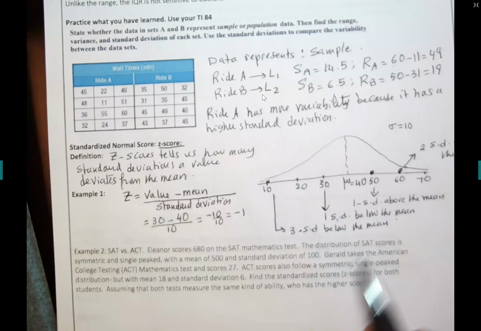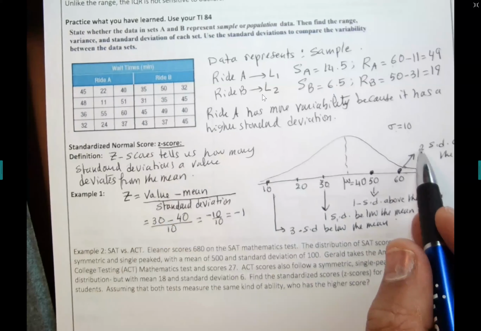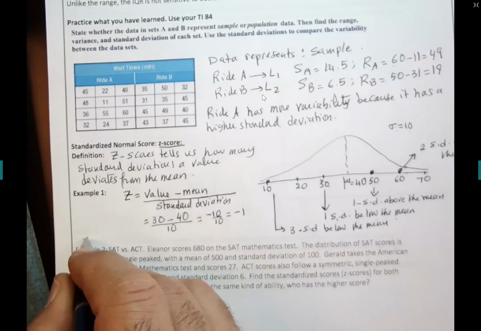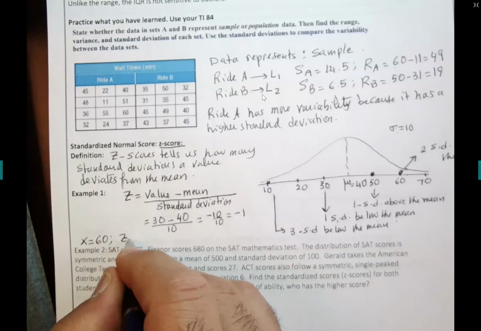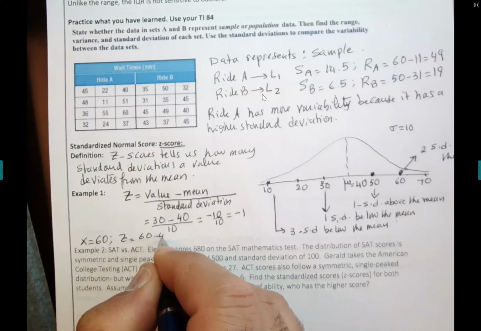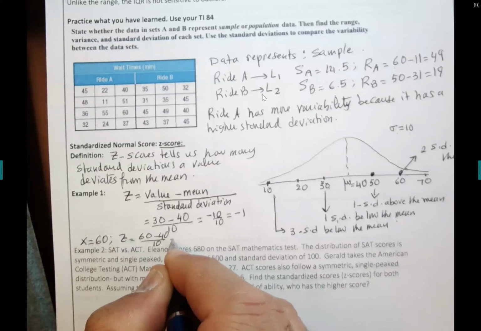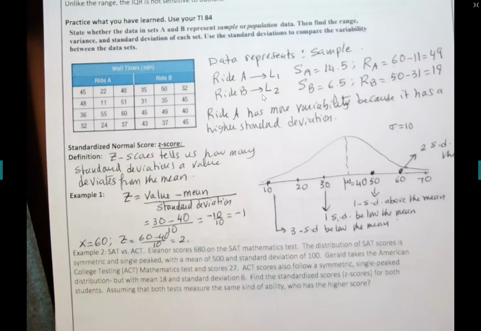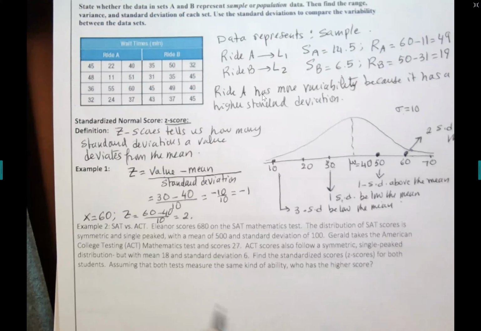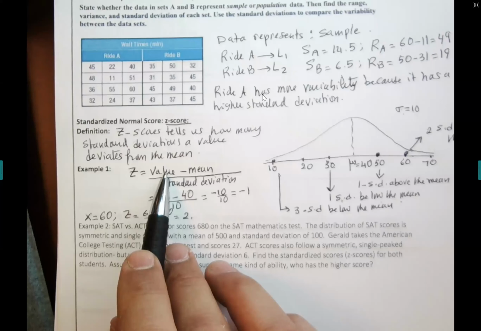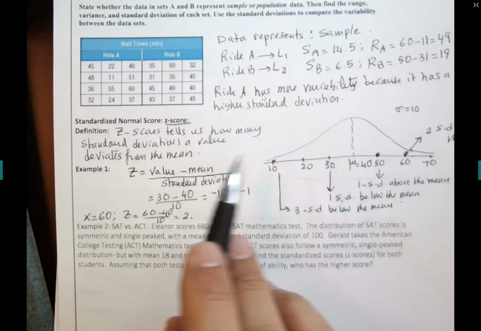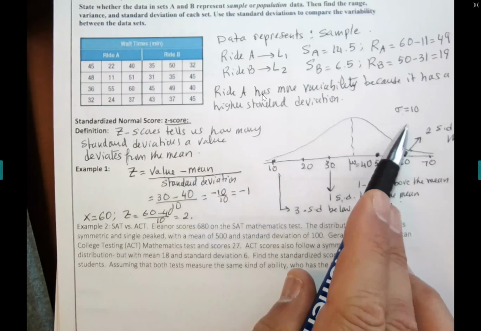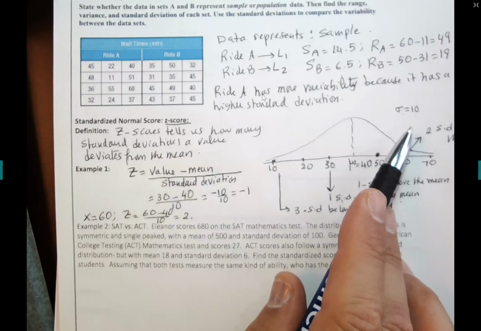Let me take another value. Let me take x equals 60. We get 2 standard deviations. When x is 60, which is the value, z equals 60 minus 40 divided by 10. You get 2. This is 2 standard deviations above the mean. So this is the formula. The formula is the actual value minus the mean, which is given to you here, which is 40, and the standard deviation, which always will be given to you, which is 10, in order to convert to a z-score.